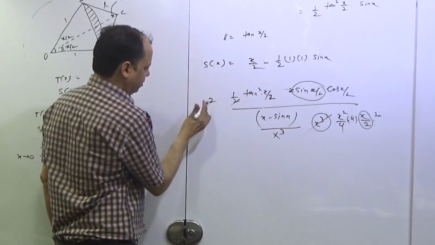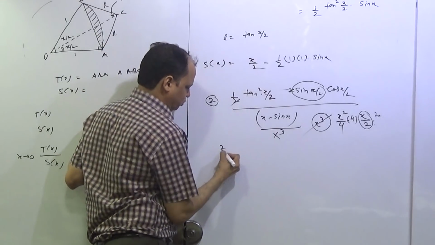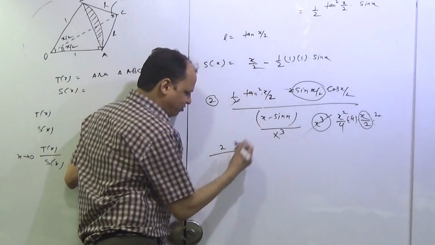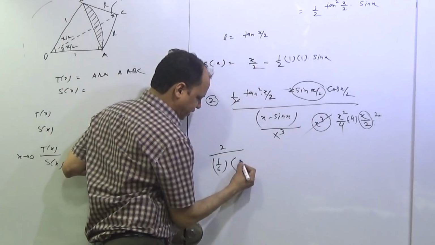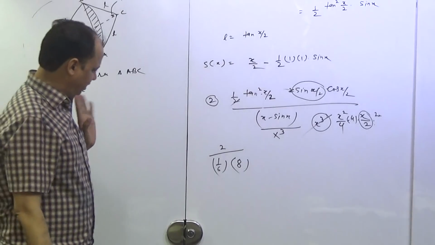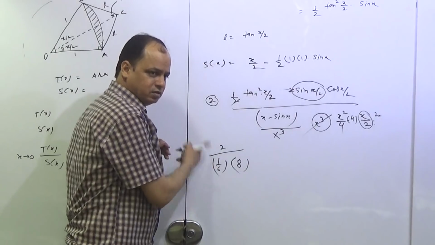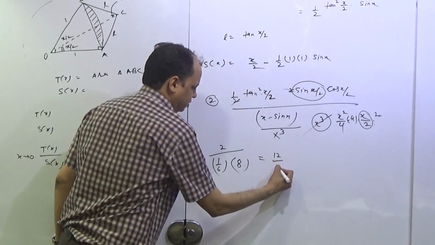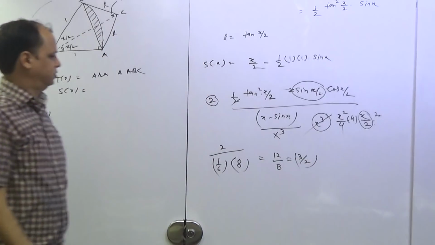And the numerator 2 is left. So I will write the numerator 2 divided by 1 by 6 here, into 8. Yes, you are right, and that's all. This should be the final answer. Let us calculate it. This 6 will go here, 12 by 8, 3 by 2 will be. So this is coming out to be 3 by 2.